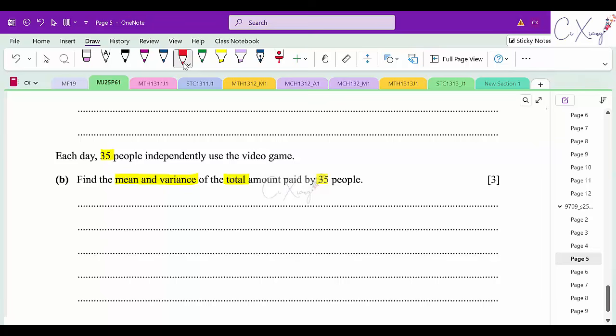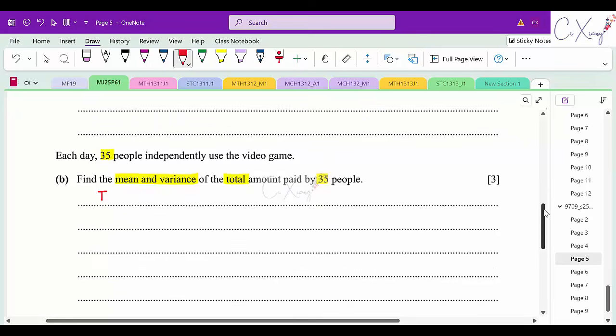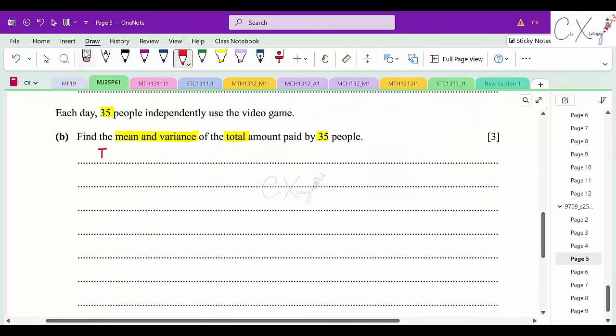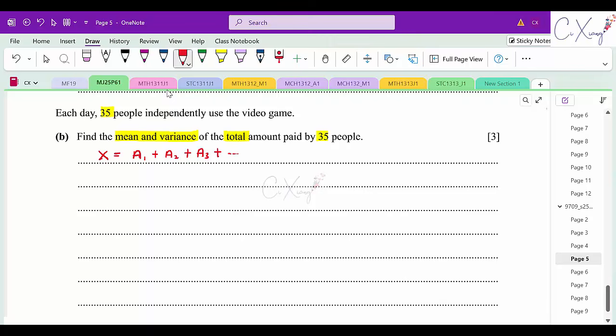Okay, so now if I want to get the total, I cannot put T anymore because just now I have used the T, right? Okay, total amount paid, maybe I put it as X. So for total amount paid, you have to add up the amount paid by 35 people. So you have the amount paid by person number 1, the amount paid by the second person, the amount paid by the third person, and so on until the 35th.